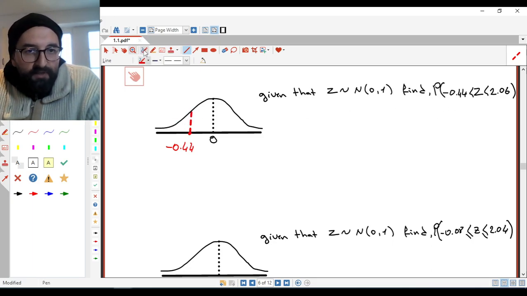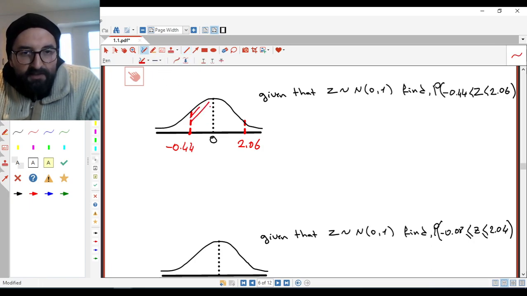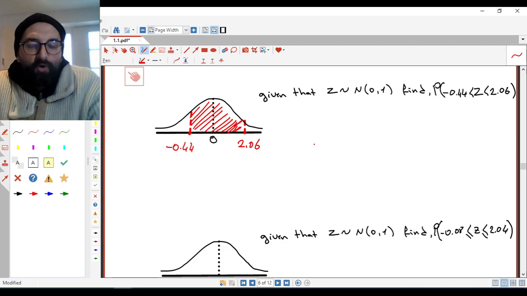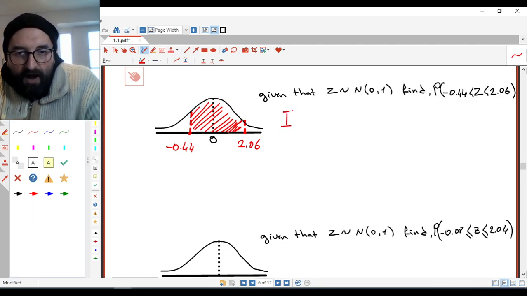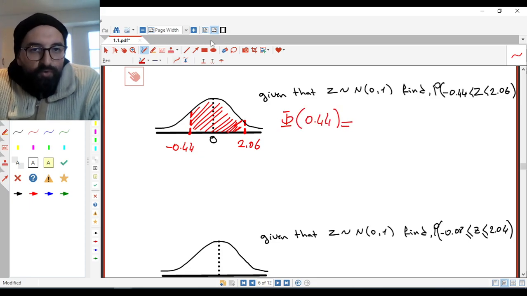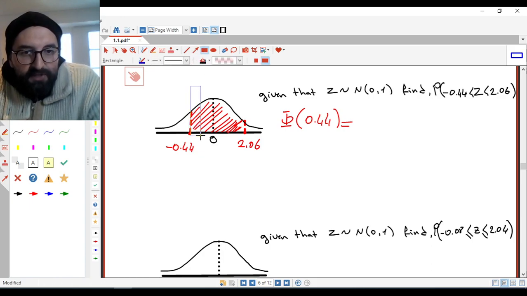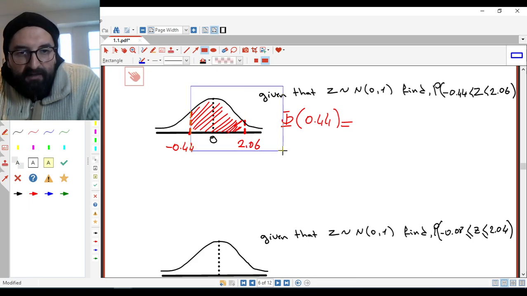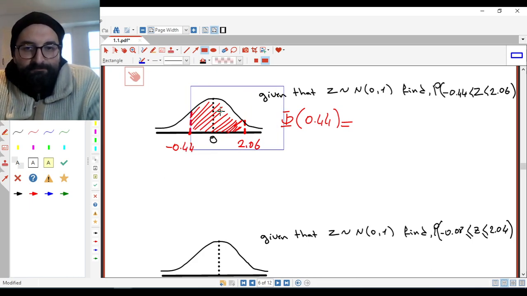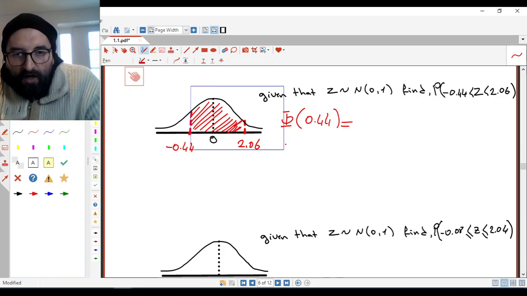Okay, we have a question again, negative 0.44 and 2.06. We are looking for the probability of greater than negative 0.44, less than 2.06 here. If you find phi negative 0.44, you can find the big area which is separated by negative 0.44.